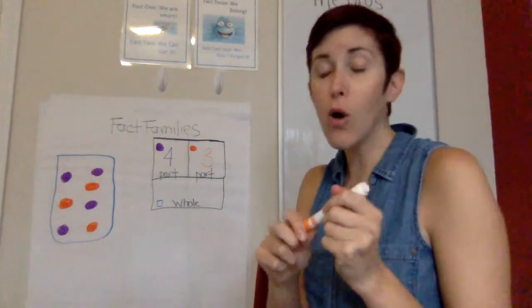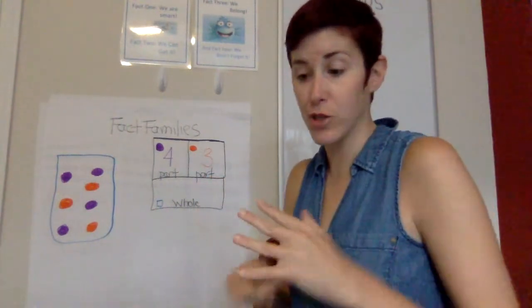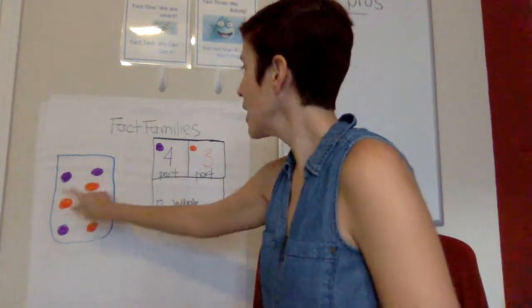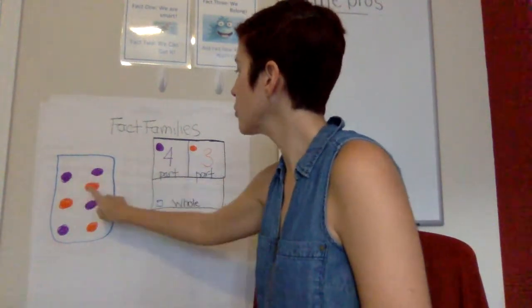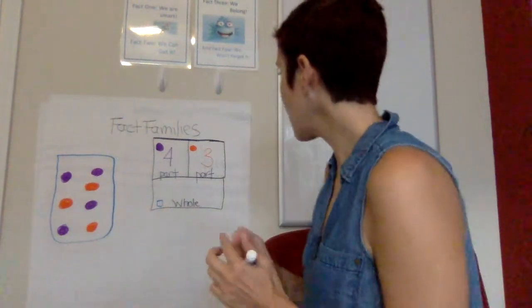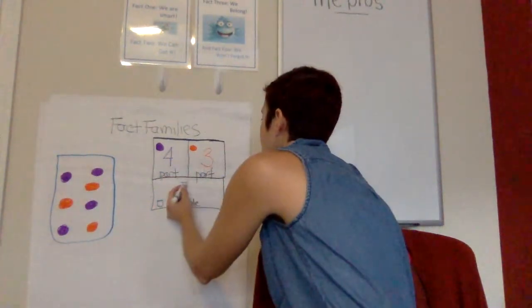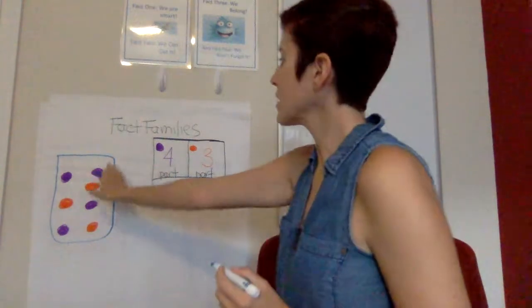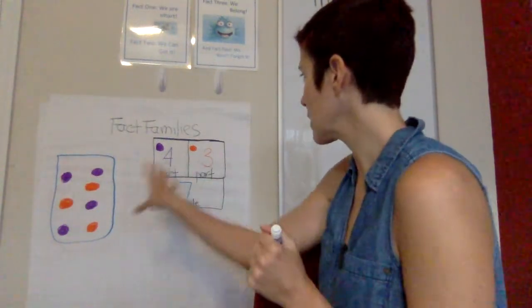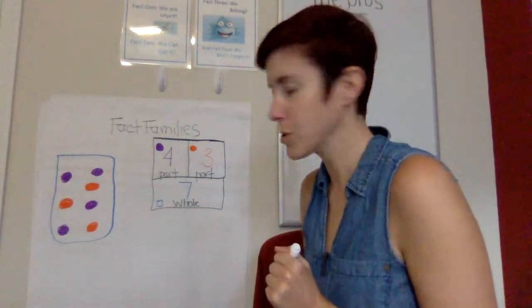Now, for my whole, I have to put them all together. So when I put them all together, that means to add, right? So how many are there? 1, 2, 3, 4, 5, 6, 7. So I'm going to write 7 right here. And Miss Sparks is using the blue because it's in a blue container. That's the only reason. And just so you can see where each number goes.